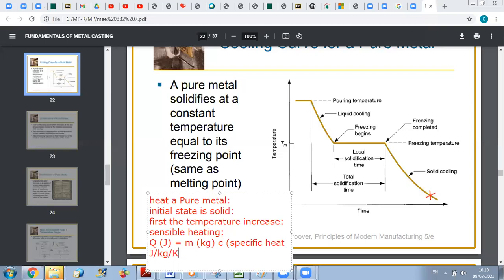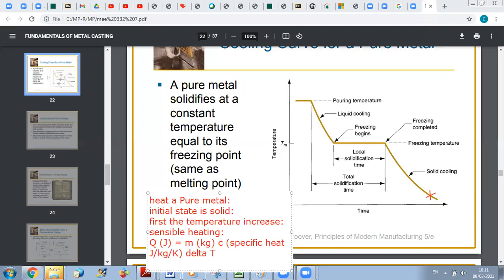What is the meaning of specific heat? If I tell you a material has a specific heat of 1000 joule per kilogram per Kelvin, this means you should provide 1000 joule in order to raise 1 kilogram's temperature by 1 Kelvin. This is the meaning of specific heat: how much heat should be provided to 1 kilogram of this material to raise its temperature by 1 Kelvin or 1 degree. Times delta T. So C is a characteristic of the material you are using, and delta T is the temperature variation.